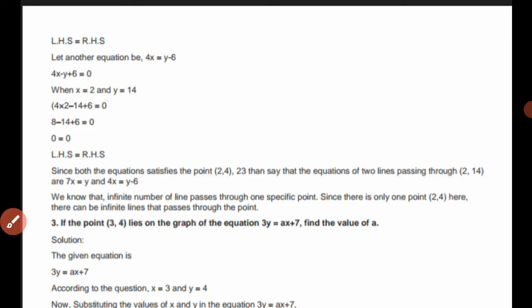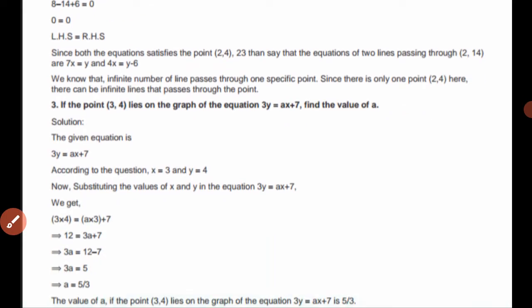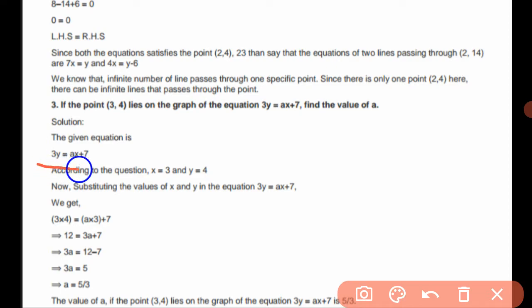Now after this, see question number 3. In question number 3 we have: if the point (3, 4) lies on the graph of the equation 3y equals ax plus 7, then find the value of a. So for finding the value of a, we have the equation 3y equals ax plus 7. According to the question, we have x equals 3 and y equals 4.